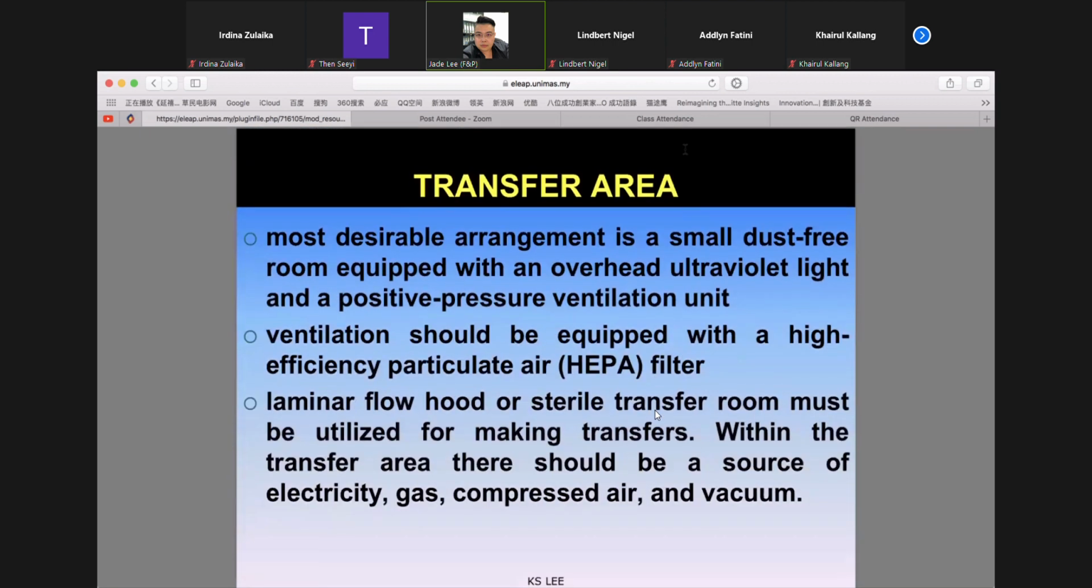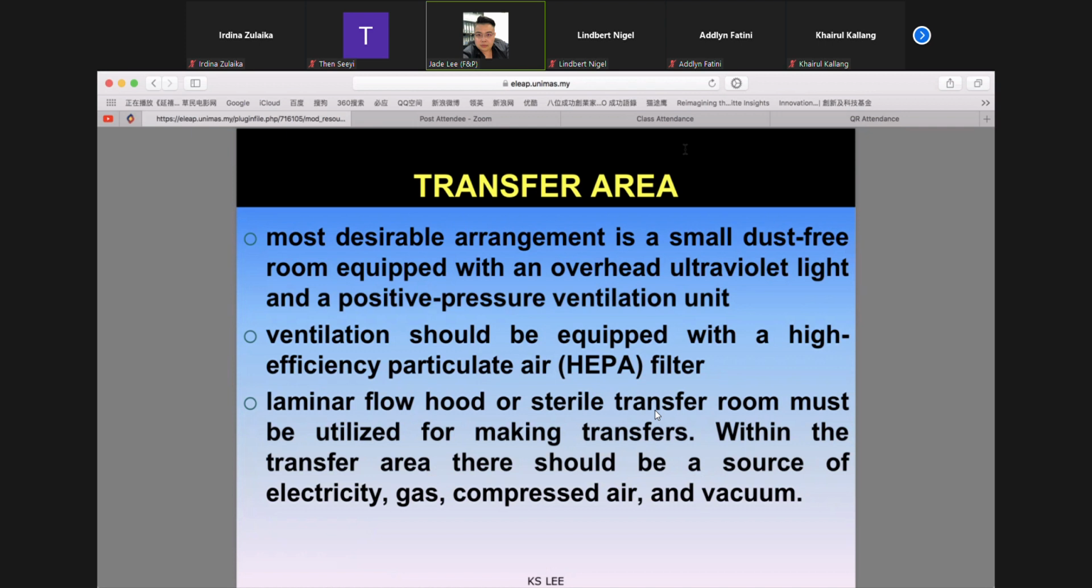And in the transfer area, this is the most desirable arrangement. There's a small dust-free room equipped with an overhead ultraviolet light and a positive pressure ventilation unit. And this ventilation should be equipped with a high efficiency particulate air filter, which is a HEPA filter. And also the laminar flow hood or the transfer room must be sterile for making transfers. Yeah, always remember that. The laminar flow hood should be sterile.